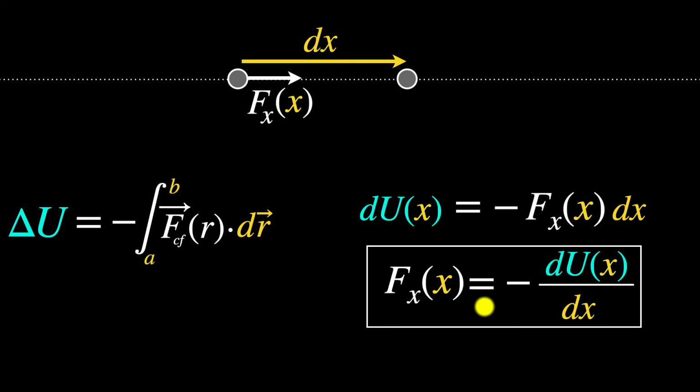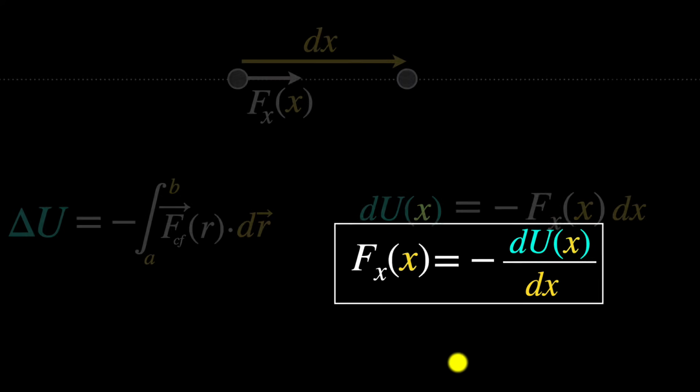And look at how beautiful this is. If you take the negative derivative of potential energy with respect to position, you get the force. If you take the negative integral of the force with respect to position, in other words, the negative line integral of the force, you get the potential energy. So one is the reverse of the other. It's pretty cool if you think about it.